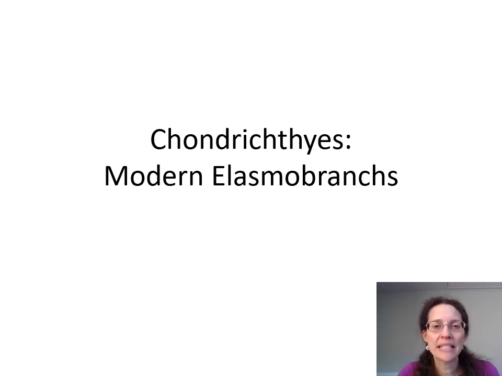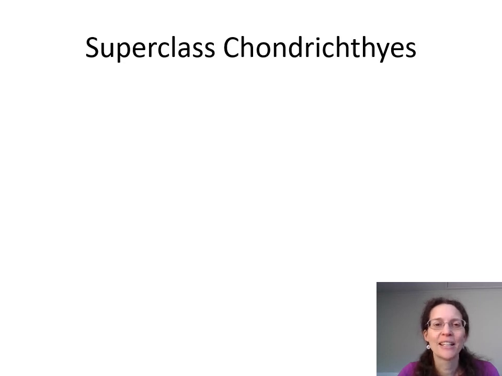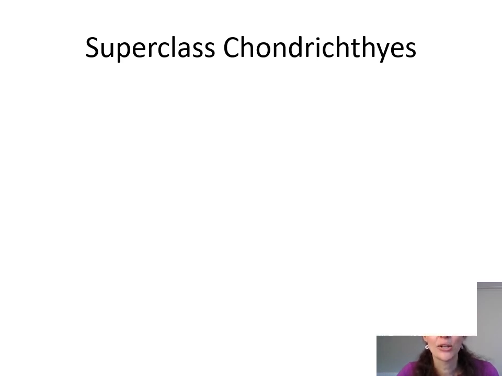Hello, today we will be continuing our discussion of the chondrichthyes with a discussion of the modern Elasmobranchs. So where are we? Well, we're in the superclass Chondrichthyes. These are our cartilaginous fishes. We're looking at the class Elasmobranchii. So Elasmobranchs, these are our sharks and the rays and their relatives.